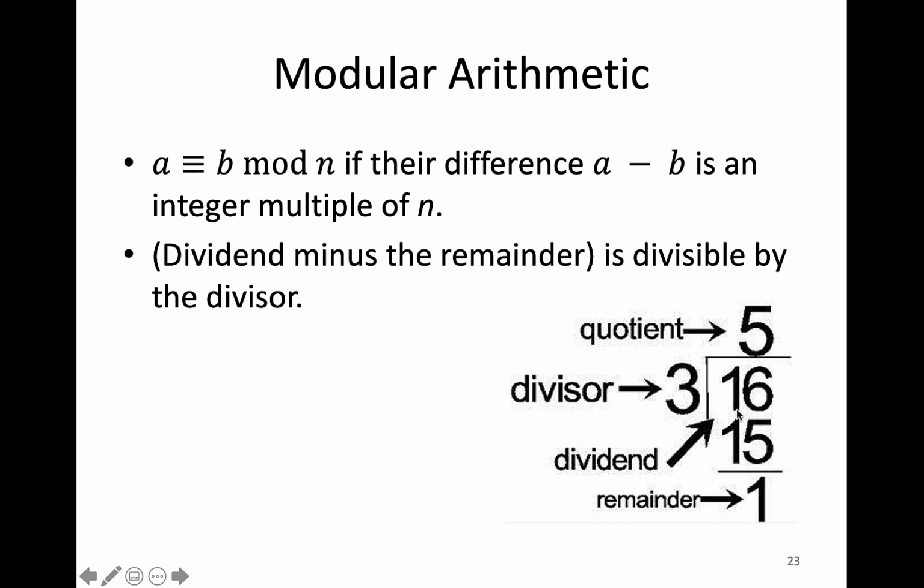You realize that 16 minus 15 is 1. On the other hand, 16 minus 1 would also be 15, right? So this 15 is of course divisible by 3. So this thing is divisible by the divisor. This is one way that we interpret the understanding of modular arithmetic.